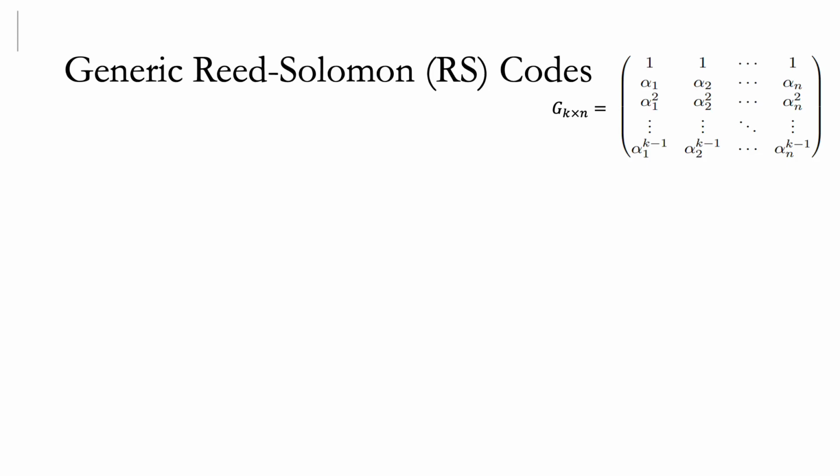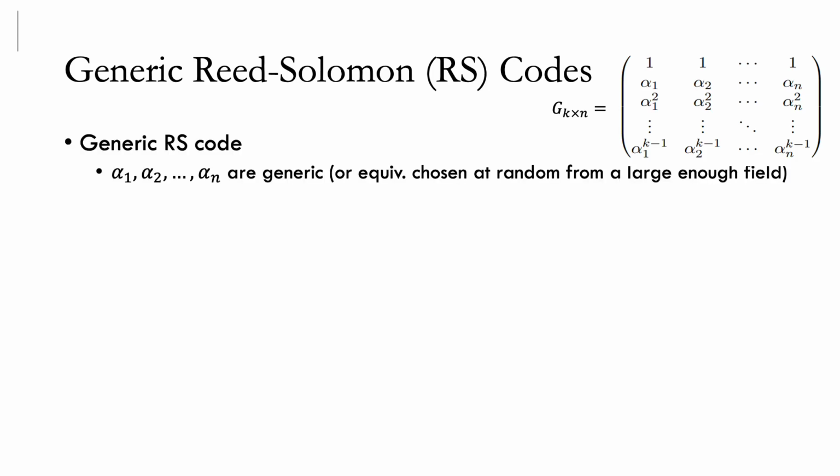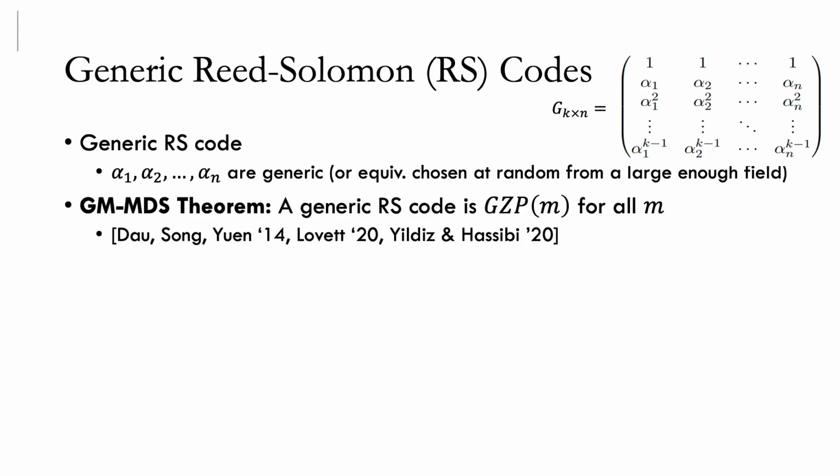Now let's discuss a bit more about generic Reed-Solomon codes. By generic, you can think of this algebraically, that alpha 1 through alpha n are algebraically independent in some way, or you can think of it as just choosing random values from a very large field. A very important theorem about generic Reed-Solomon codes, known as the GM-MDS theorem, showed that a generic Reed-Solomon code achieves its generic zero pattern property for all orders m. So in particular, any zero pattern you want that satisfies the previous Hall inequalities can be achieved for some generically chosen Reed-Solomon code.